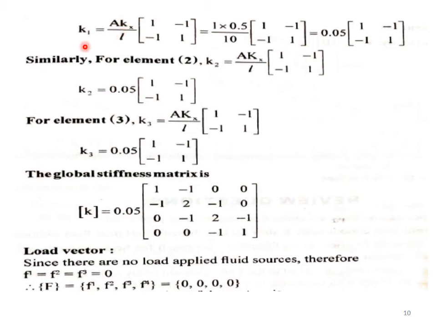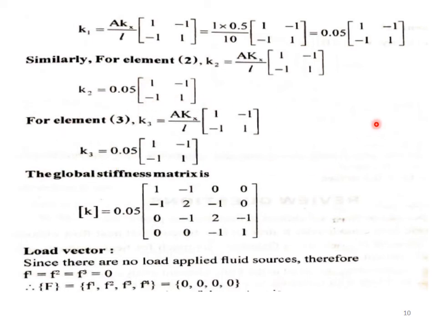Elemental stiffness matrix for element 1, K1 is equal to AKX by L, 1 minus 1, minus 1, 1. Same procedure. Upon substitution, we will be getting the value as 0.05, 1 minus 1, minus 1 and 1. Similarly, for element 2, K2 is equal to AKX by L, 1 minus 1, minus 1 and 1. We will be getting the value of K2 as 0.05, 1 minus 1, minus 1 and 1.